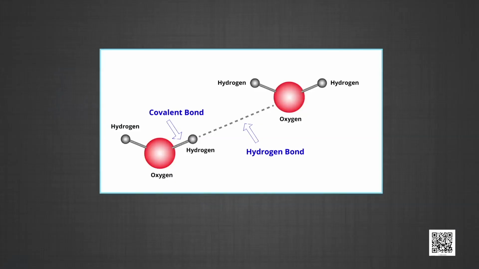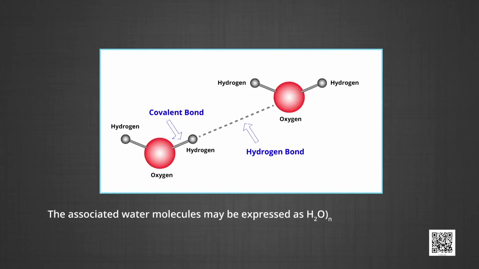Water. Hydrogen bonding exists in water molecules also. In addition to two covalent O-H bonds in the water, the oxygen atom forms two hydrogen bonds. As a result of the hydrogen bonds, each oxygen is tetrahedrally surrounded by 4 hydrogen atoms, 2 by the covalent bonds and 2 by the hydrogen bonds. In the figure, you can very clearly see the covalent bonds and the hydrogen bonds. The associated water molecules may be expressed as (H2O)n.